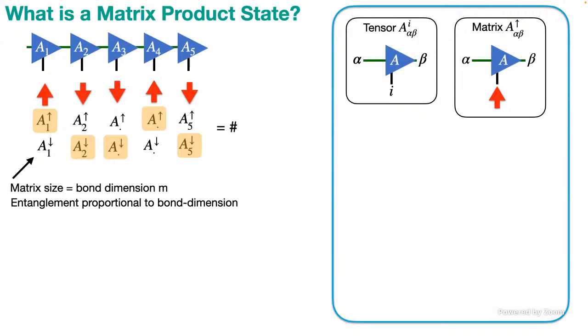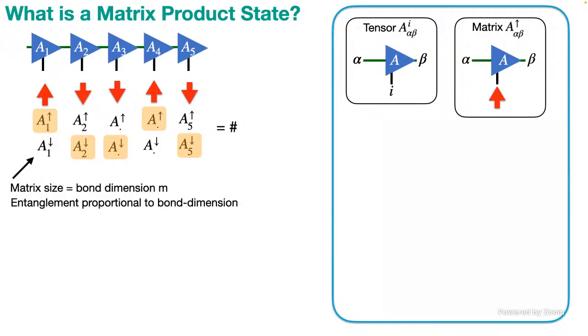Essentially, what this tells me is if I commit to up, this is a matrix. To get the number, I multiply the up matrix for site 1, the down matrix for site 2, the down matrix for site 3, the up matrix for site 4, and the down matrix for site 5. That gives me a number. That is the number that this configuration is.